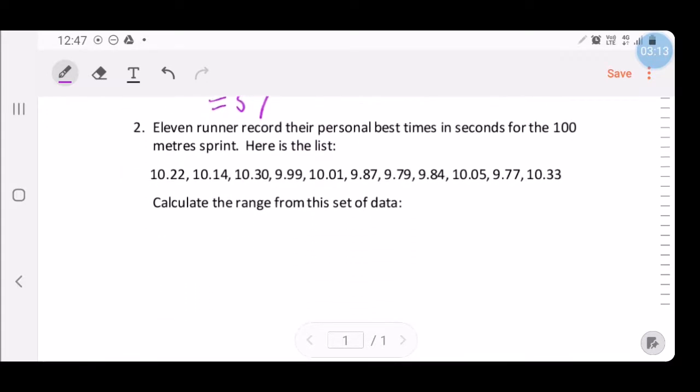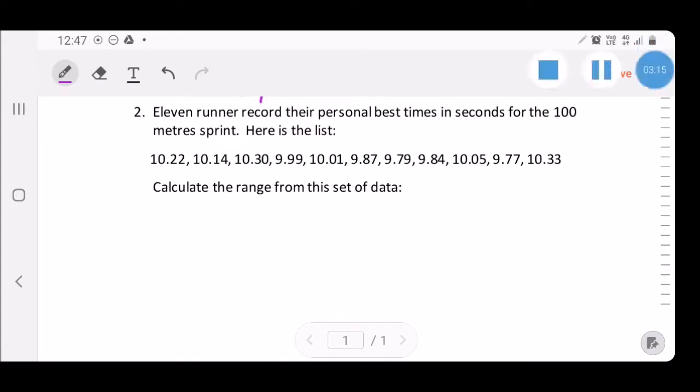All right, let's do a second example. So we have 11 runners. I've made a typo there. I should have an S after runner. 11 runners record their personal best times in seconds for the 100-meter sprint, okay? Here is the list. We've got a bunch of extremely good times. These guys must be Olympians, or at least people who are trying to qualify for the Olympics. Okay, so we've got a list of 11 100-meter times for 11 different people. Calculate the range from this set of data.